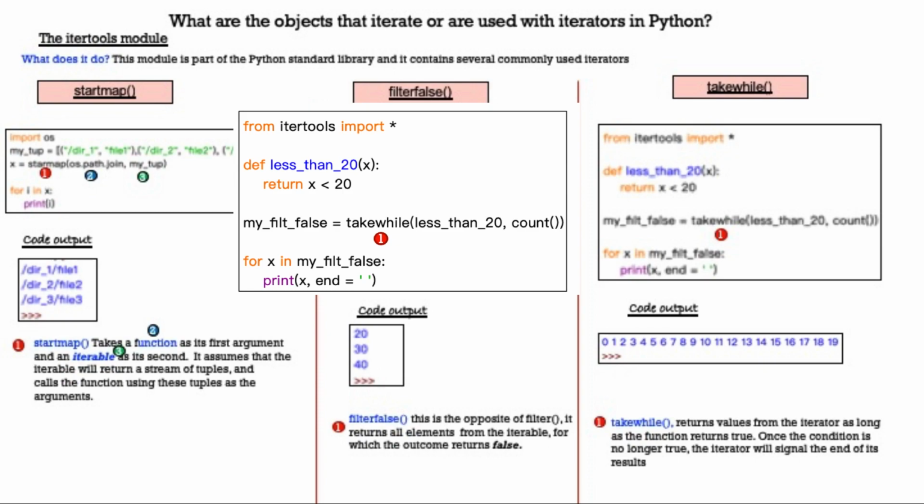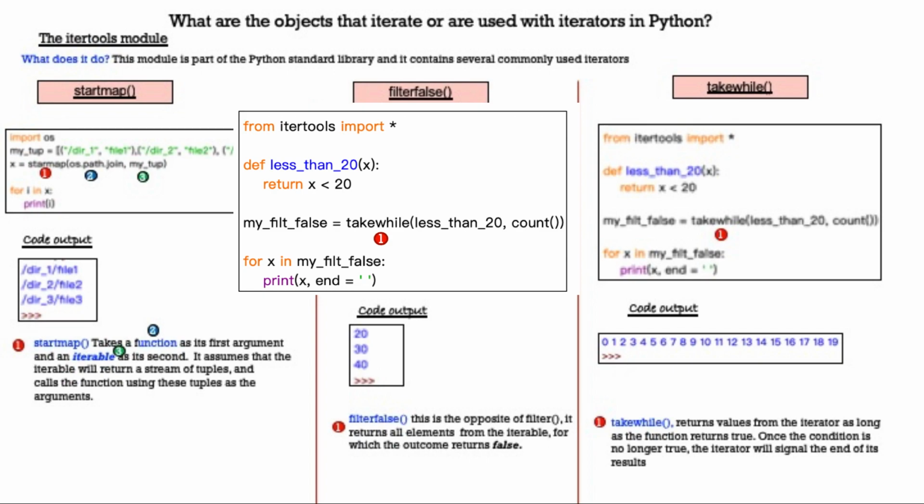My filterfalse, we should have changed that to takewhile, but nevertheless it's doing that: takewhile less than 20, and then count. So for x in my filterfalse, print x, comma n to have it print out all on one line. It's just going to print less than 20. We're just going to have it count. So it prints out 0 through 19. Okay, so that's kind of doing the opposite of filterfalse.